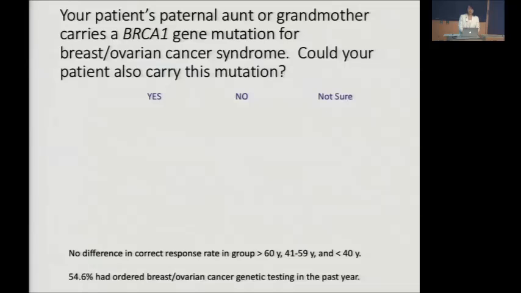And so this is the first question. Your patient's paternal aunt or grandmother has a BRCA1 gene mutation. Could your patient also carry this mutation? So these are the choices, so think about your own answer for a second. Okay. So again, you have a patient, so their father's sister or mother has a BRCA mutation. Can your patient have a mutation? Yes, no, or not sure.